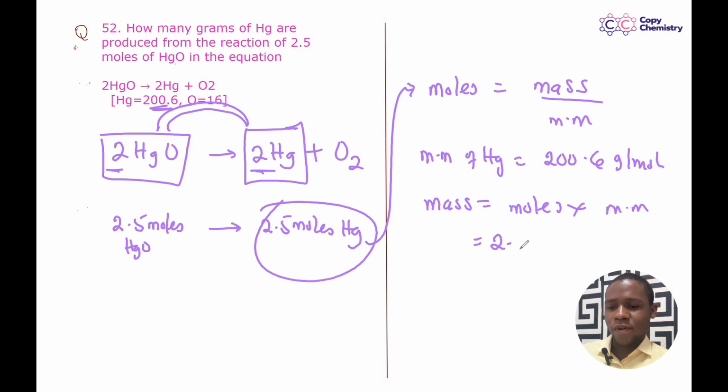The moles is 2.5 and the molar mass is 200.6. When you do that multiplication, what would it be? So I see 501.5 grams. So that should be our results.